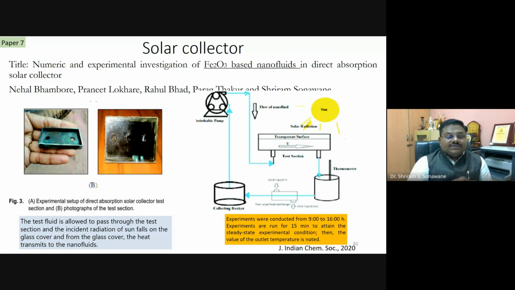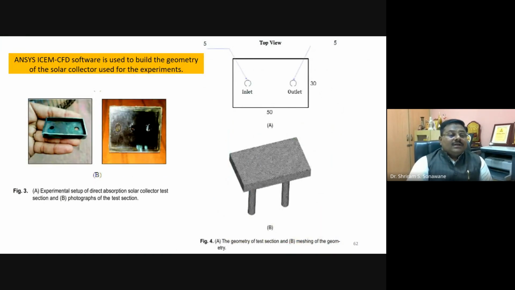Yeah, solar collector. This paper is also published: numerical and experimental investigation of Fe2O3 based nanofluids in a direct absorption solar collector. You will not believe it, one of my BTech students even published this paper in the Indian Journal of Chemical Society in 2022. Next. And ICEM CFD software is used to build the geometry of the solar collector. The geometry we developed was built using the software, and we also checked the verification against what we had in experimentation. Next.